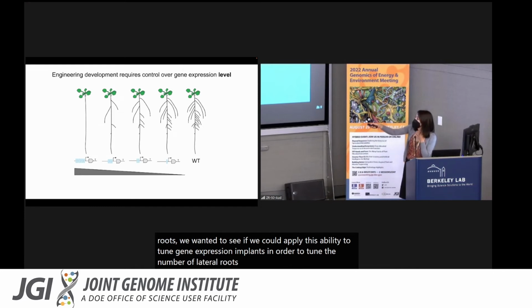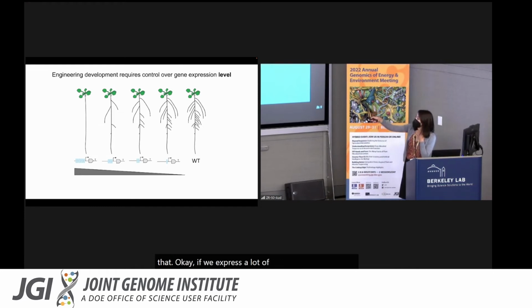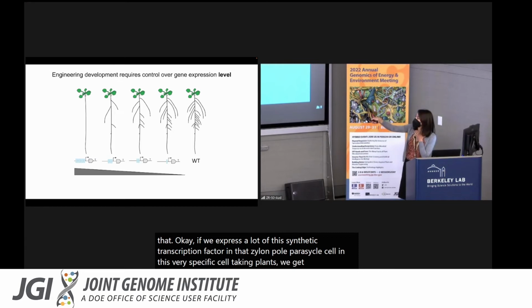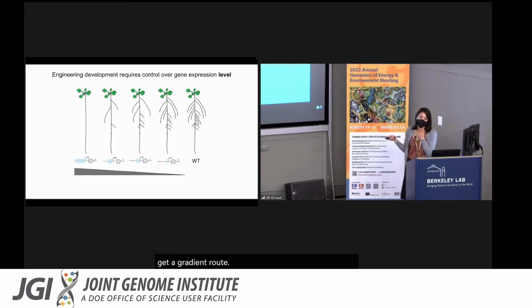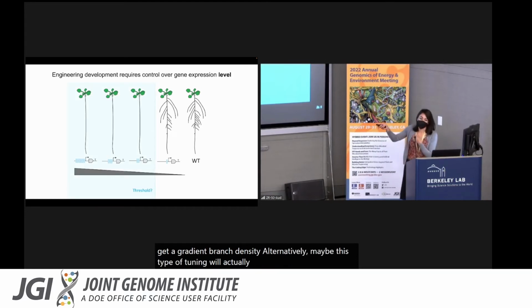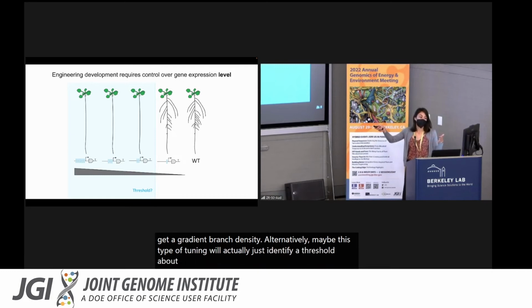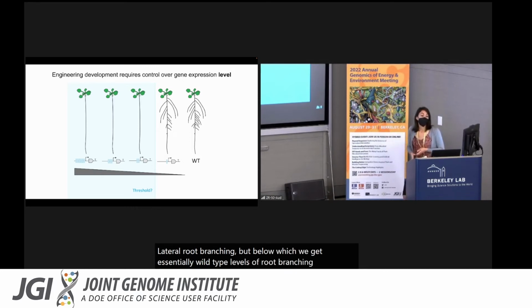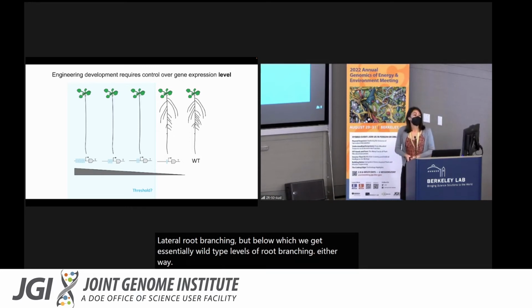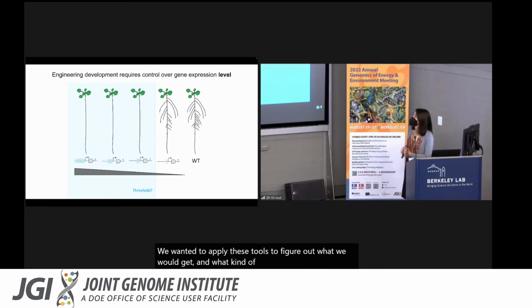So we thought that, okay, if we express a lot of this synthetic transcription factor in that xylem pole pericycle cell, in this very specific cell type in plants, we get no lateral roots. But if we turn it down, maybe we'll get a gradient in root branch density. Alternatively, maybe this type of tuning will actually just identify a threshold above which we are completely eliminating lateral root branching, but below which we get essentially wild type levels of root branching. Either way, we wanted to apply these tools to figure out what we would get and what kind of impact on development we could have.